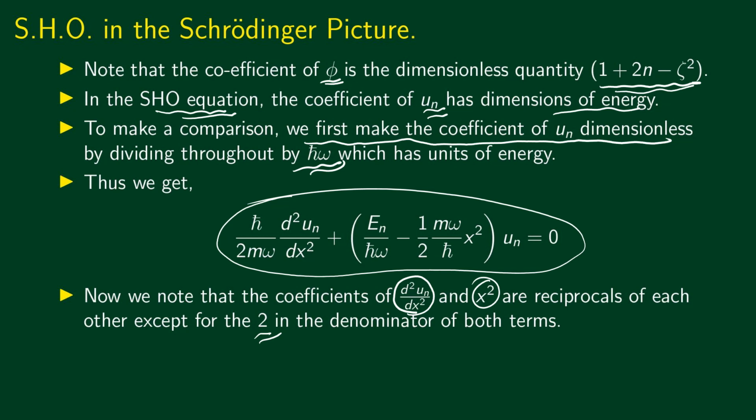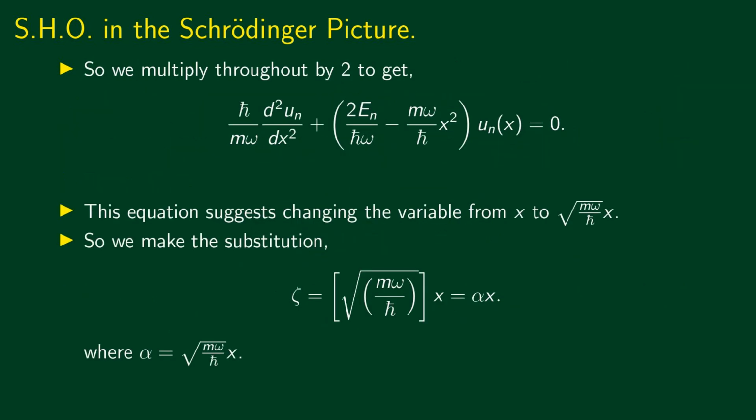See, this coefficient of d square un by dx square here is h bar by 2m omega, and the coefficient of x square is half m omega by h bar. So they are actually reciprocals of each other, except for this factor of 2. So let's get rid of the factor 2 by multiplying by 2 throughout. So we multiply throughout by 2 to get h bar by m omega d square un by dx square plus 2en by h bar omega minus m omega by h bar x square un of x equal to 0.